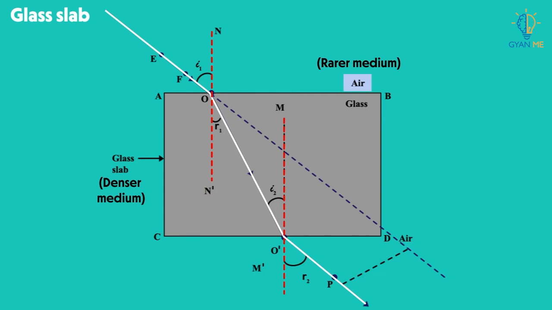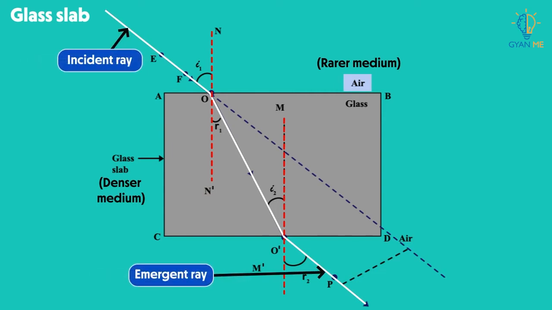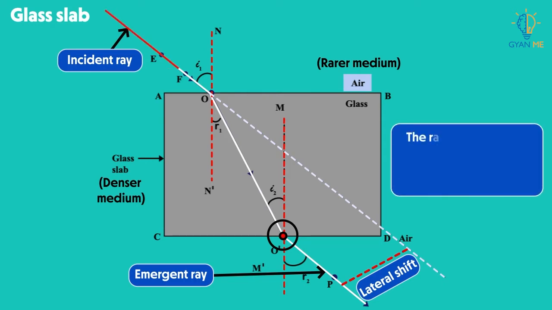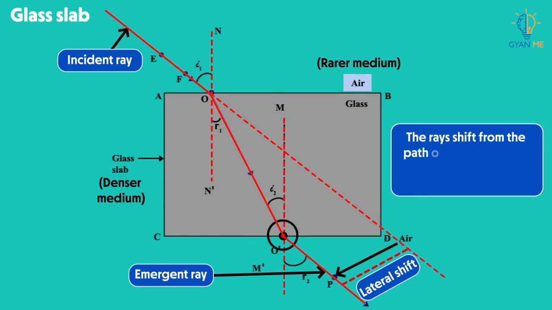So what happens is the direction of the incident ray and emergent ray are the same. However, they are parallel because the light ray shifts from its path. Thus, in the refraction through the slab, the incident ray and emergent ray are parallel to each other, and the distance between them is known as lateral shift. So the refraction occurs such that the rays shift from their path by an amount equal to the lateral shift.